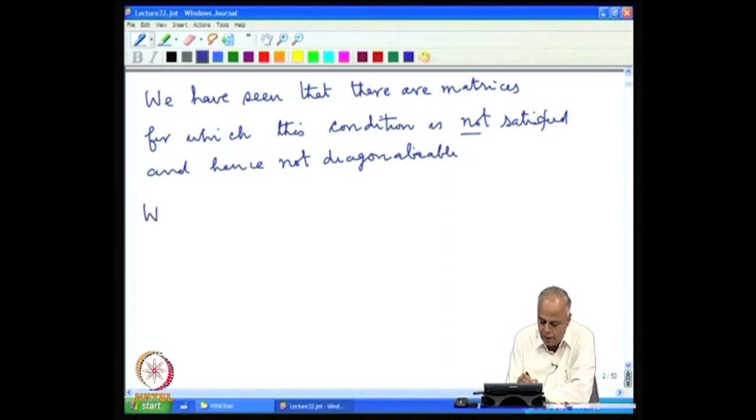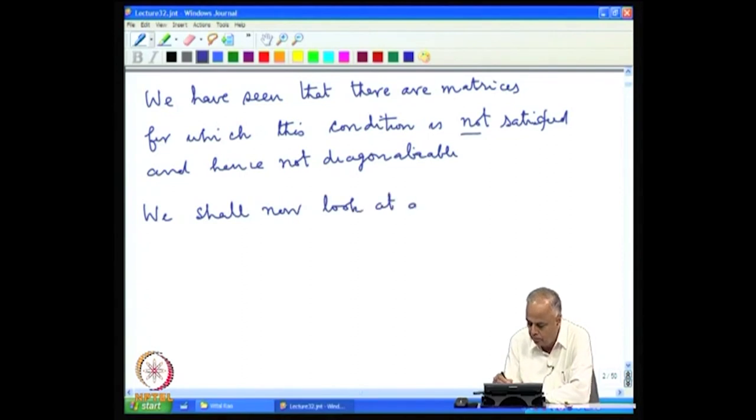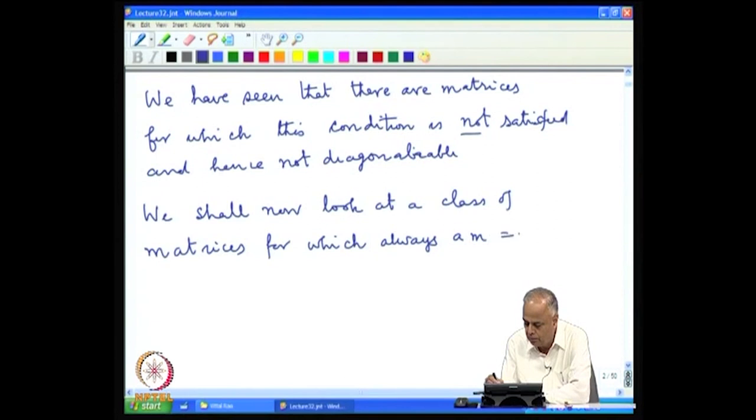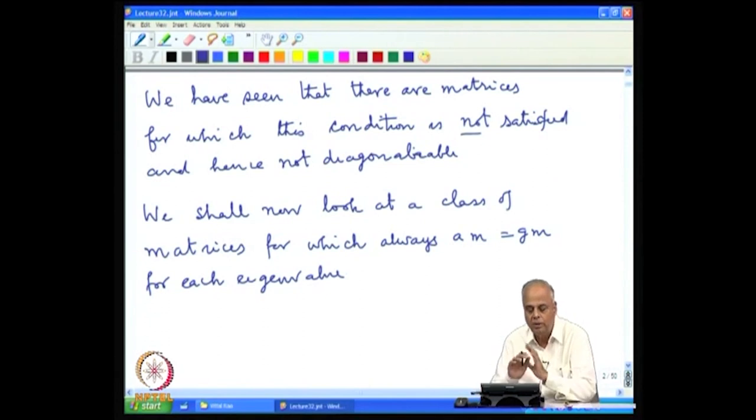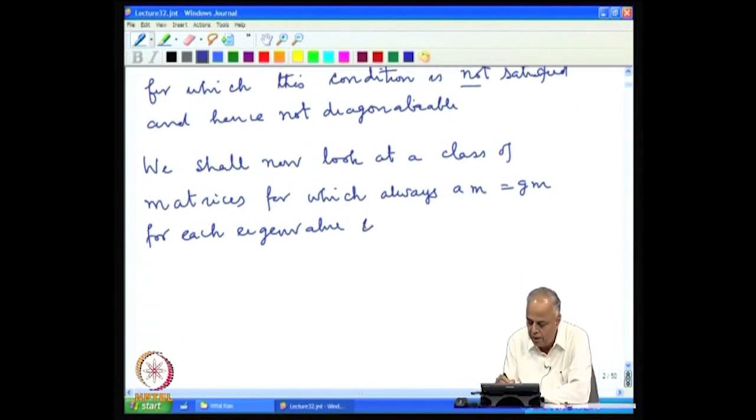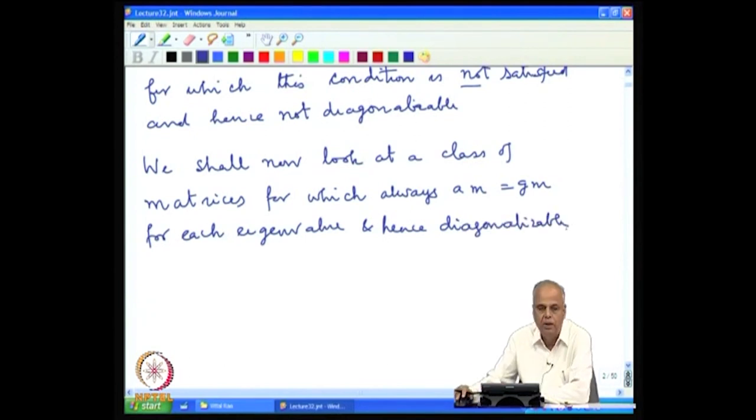Now, we are going to look at a class of matrices, which is a subclass of the entire set of matrices, for which we always have AM equal to GM for each eigenvalue. Among this whole world of matrices, there is a class for which this condition is always satisfied and hence diagonalizable. And this is the first subclass of matrices we look at.